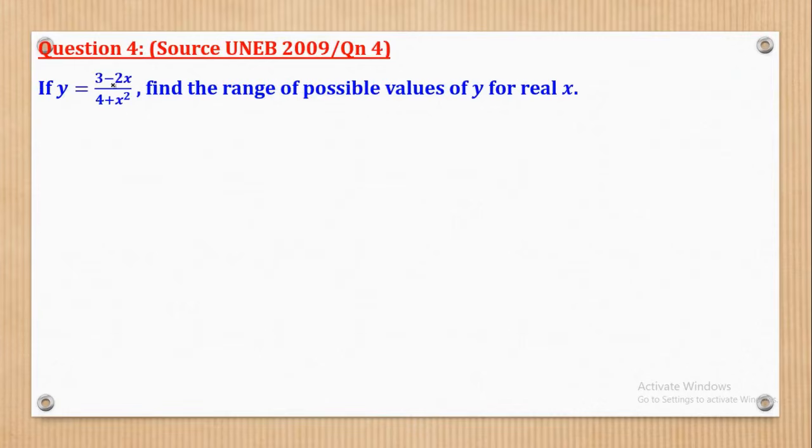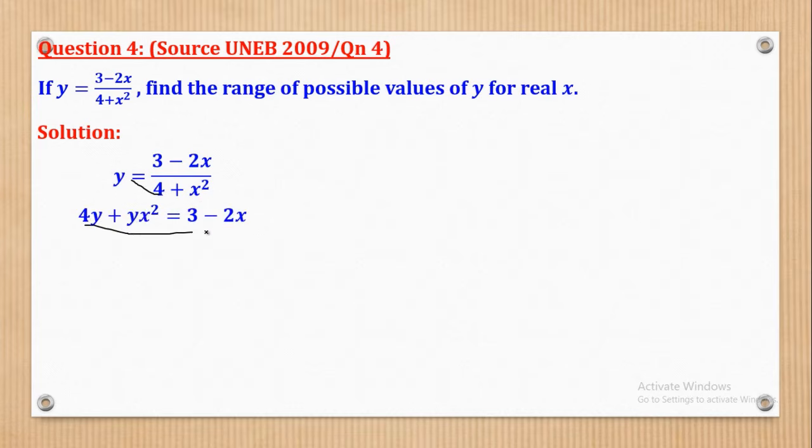So now we shall go to question 4, which came from UNEB 2009, paper 1, question 4, and says, if y is equal to this, find the range of possible values of y for real x. So in that case, what we do, we have to first cross multiply, bring this one this side to come up with that. Now here we allow cross multiplying because this is not an inequality.